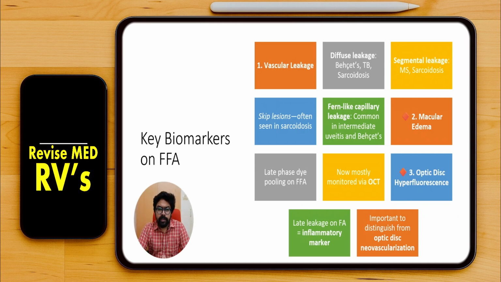So what are the key markers on FFA? We have already said that in FFA you can identify vascular leakage. Suppose you are seeing a diffuse leakage, think about Behçet, TB, and sarcoidosis. And if you are seeing a segmental leakage, think about multiple sclerosis and sarcoidosis. Sarcoidosis is also often associated with skip lesions. And if you are seeing a fern-like capillary leakage, it is commonly seen in case of Behçet disease as well as intermediate uveitis. You can also see macular edema on FFA, which is characterized by late phase dye pooling. But normally we are now using OCT to detect or assess macular edema.